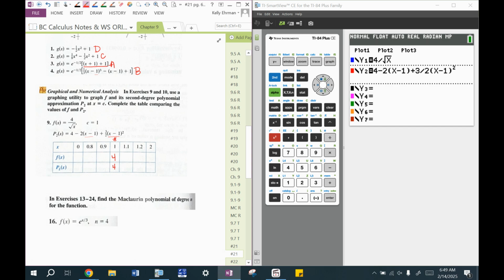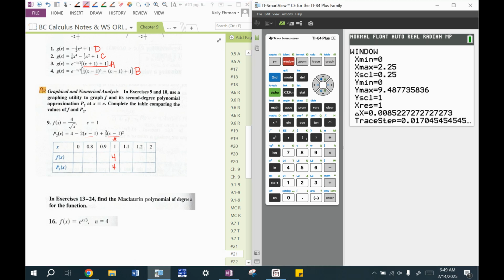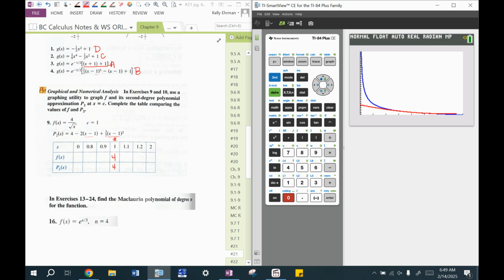All right, so we can take a look at this graph if we want to. Let's just set the window 0 to 2 and zoom fit. You don't have to do all of this; I'm just trying to demonstrate what we're looking at. So at the center, the graphs are the same, and you can see the blue graph is the actual function. They match up pretty closely for a while until they start to differ quite a bit.